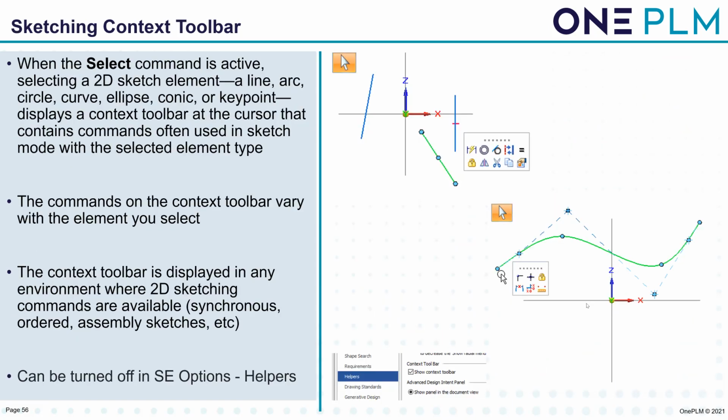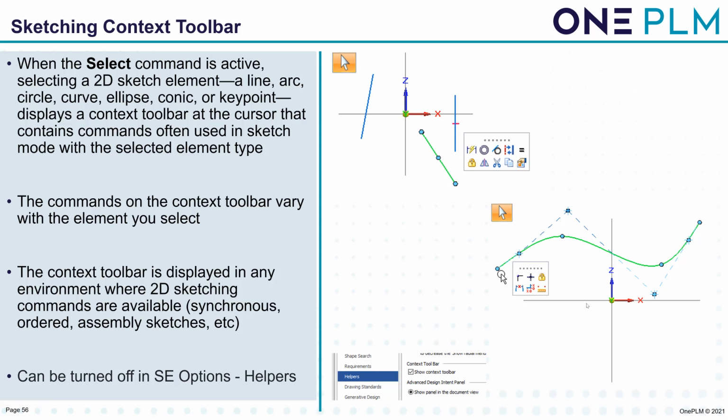Sketch context toolbar, so something that's probably going to change the lives of a lot of people that do a lot of ordered sketching. When we're constraining elements, we can click on a point or a line, and we're then going to get a little context option. It allows us to connect, lock, measure, and do all sorts of different options, depending on what kind of point we click on.